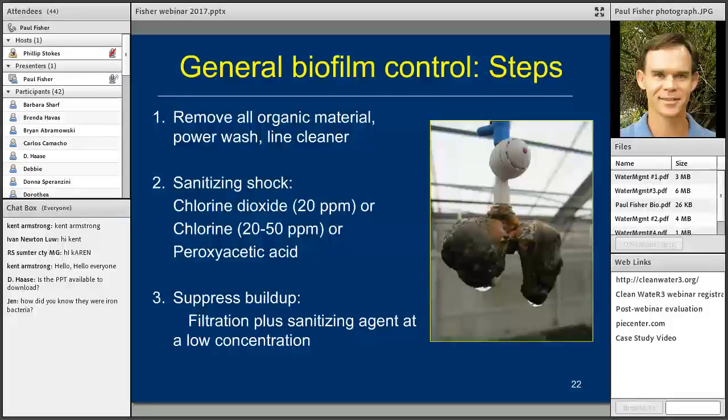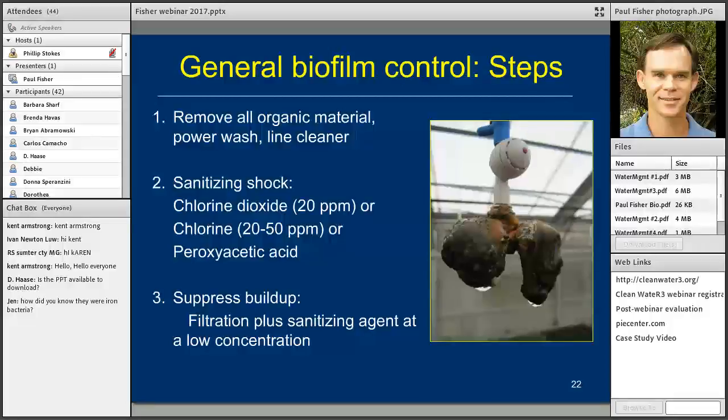A sanitizing shock can be applied where you can use an oxidizer such as chlorine dioxide, chlorine, or peroxyacetic acid and leave that for a period of hours. And again, blast out that material. Now there's going to be a lot of organic material that comes out, and in addition there can be some residues of chemicals that are definitely going to burn the plants. If you're cleaning out hanging basket lines, you want to make sure there's no dripping going down to crops underneath, for example.